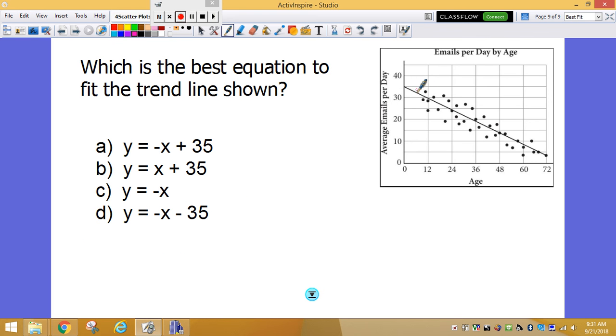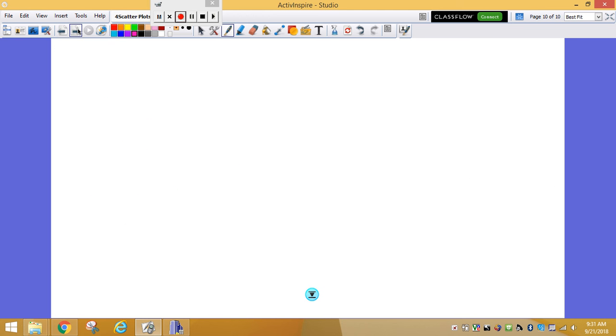Here's another one. Again, I like to start here. Where does it cross your y-axis? At positive 35. Well, that could be right, and that could be right. This one doesn't even have a plus 35. And this one has a negative 35, which is not right. And again, this x is positive, which means it goes up. This x is negative, which means it would go down. Well, let's look at our trend line. Which way does it go? It goes down. So A is going to be our trend line for this one.